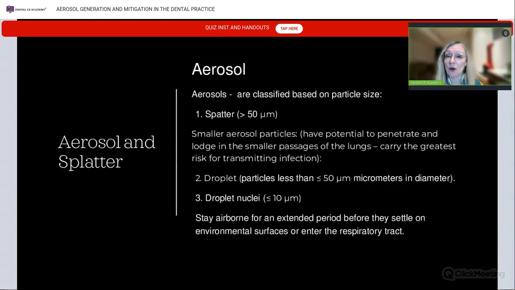The spatter are the large particles. These are greater than 50 microns. They're heavy, they're clunky, they're ejected from the patient's oral cavity, for instance, and they're not going to travel that far, but they are packed with quite a bit of energy. And if you were outside with these particles, they'd behave like a bullet, like ballistics.